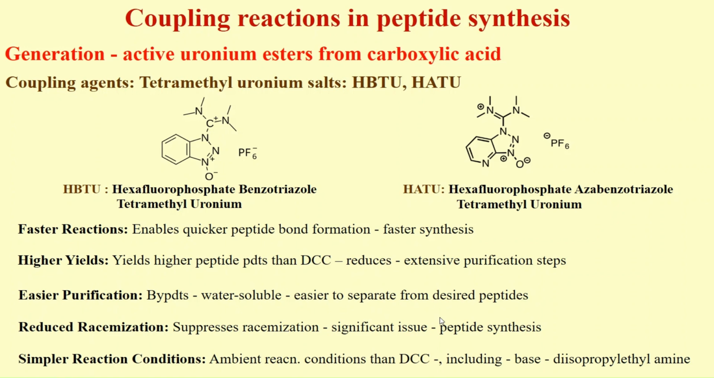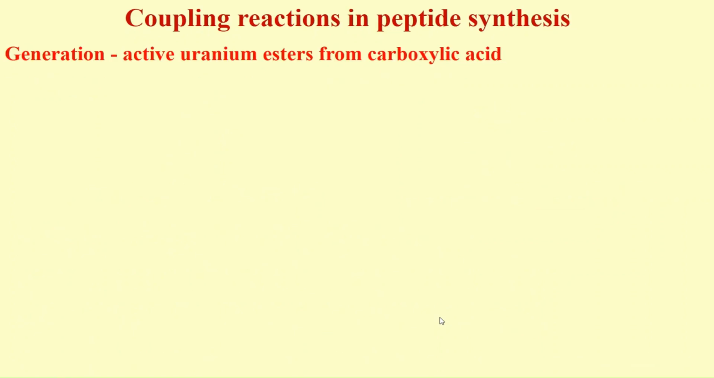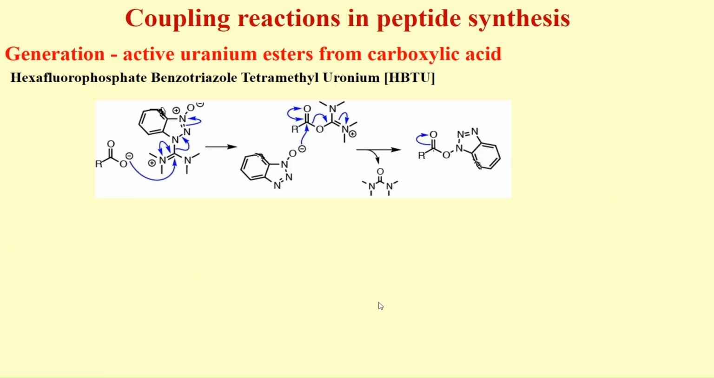How does this reaction occur? Let us look into it. Hexafluorophosphate benzotriazole tetramethyl uronium, HBTU. The lone pair of electrons of the OH attacks this carbon, a positive center flanked between three electron withdrawing groups, and it has to maintain its tetravalency. Pi electrons move and bond breakage occurs, and the N-hydroxybenzotriazole moves out to give the corresponding imide.